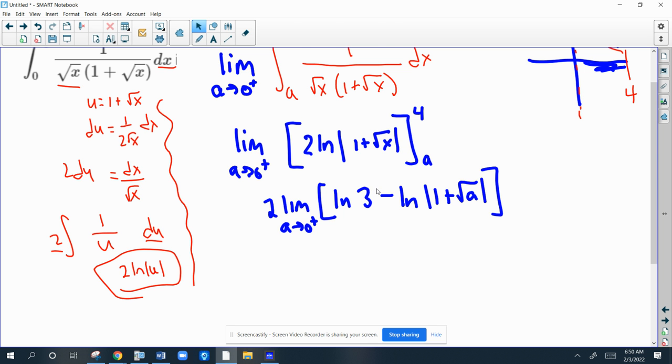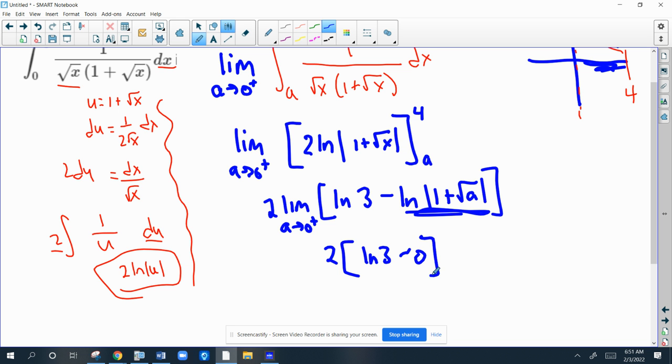So now we evaluate the limit. The limit as a goes to 0 of natural log of 3, that's constant, is natural log of 3. The limit as a goes to 0 of this, well, when a goes to 0, that would be 1 plus 0, which is 1. This would be the natural log of 1, which is just 0. So we have our answer. This converges to 2 natural log of 3. That's it.